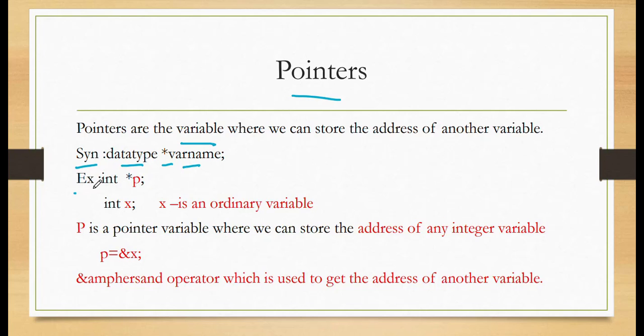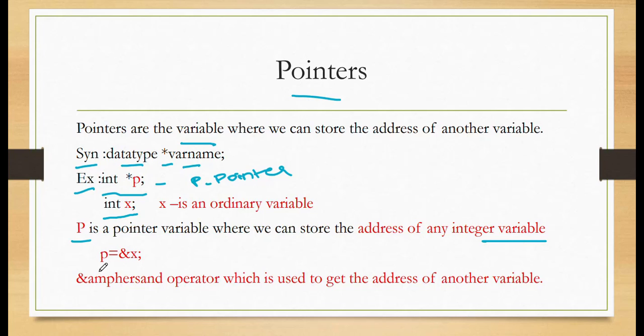Okay. So for example, int *p. And then I am declaring a normal variable, int x. So x is an ordinary variable. If you are defining just a variable, it's called an ordinary variable. If you are declaring with star, this p is a pointer variable. p is a pointer variable, so this pointer variable has the capability to store the address of another integer variable. For example, p is a pointer variable where we can store the address of any integer variable.